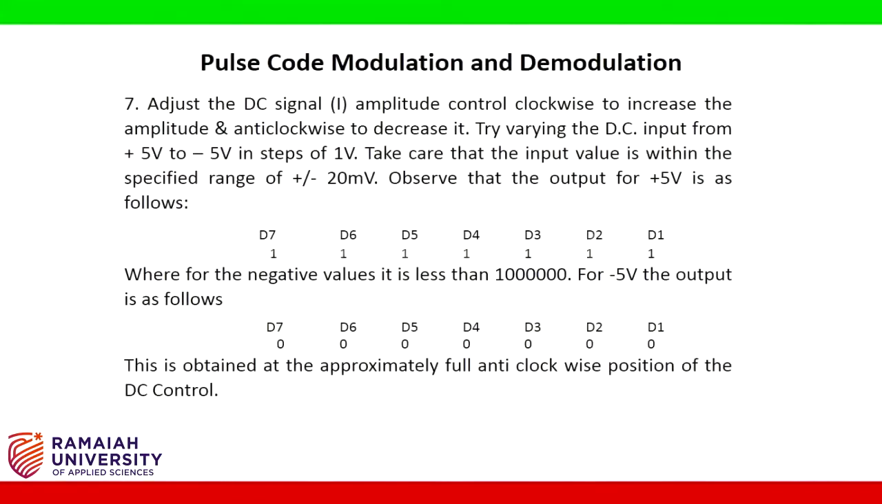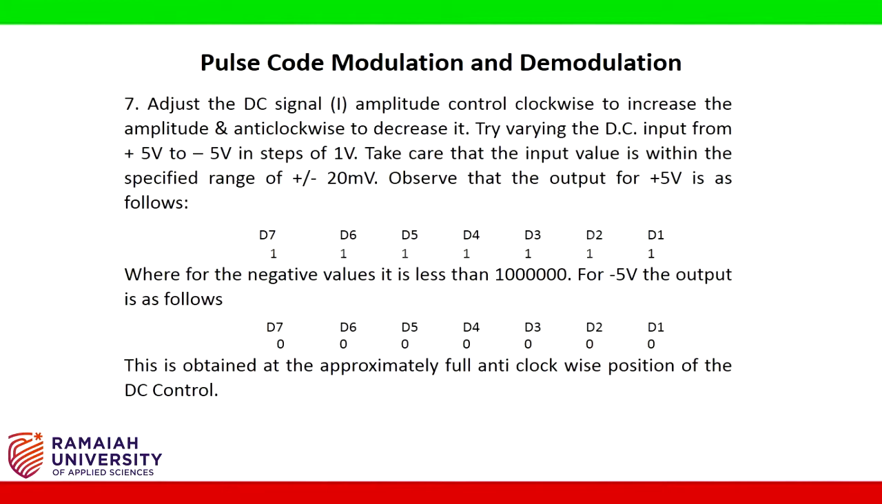Adjust the DC signal 1 amplitude control clockwise to increase the amplitude and anti-clockwise to decrease it. Try varying the DC input from plus 5 volt to minus 5 volt in steps of 1 volt. Take care that the input value is within the specified range of plus or minus 20 millivolt. Observe that the output for plus 5 volt is as follows. D7 is 1, D6 is 1, D5 is 1, D4 is 1, D3 is 1, D2 is 1 and D1 is 1. For the negative values, D7 is 0 and the rest are 1, 0, 0, 0, 0, 0, 0.